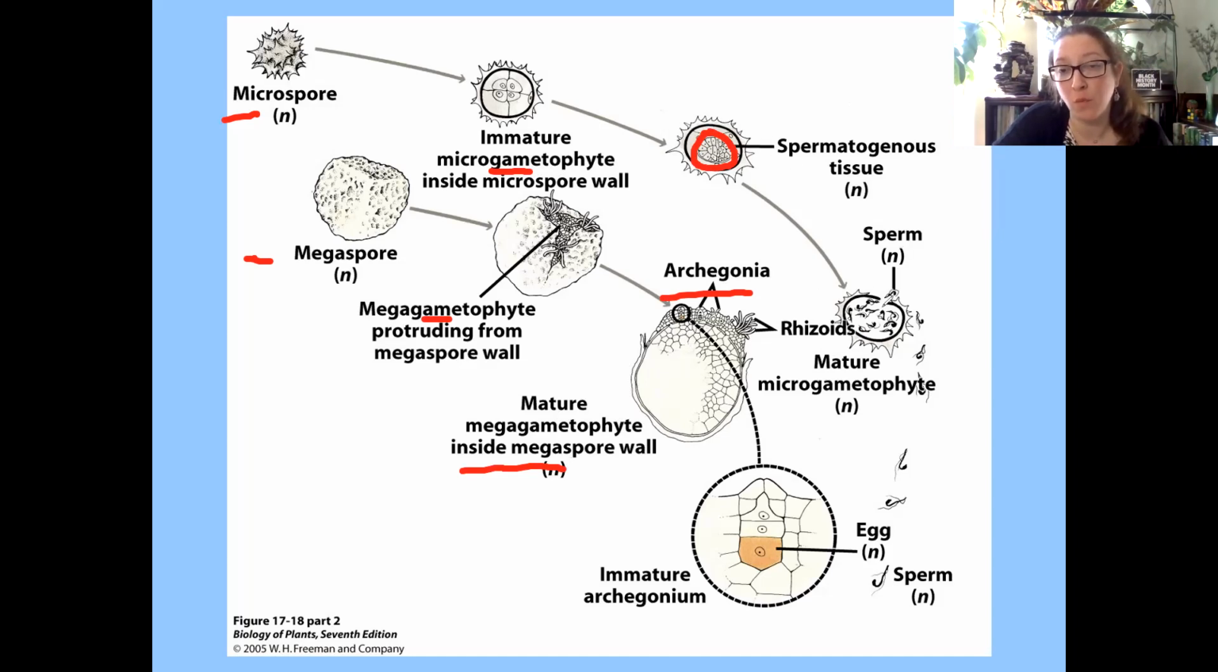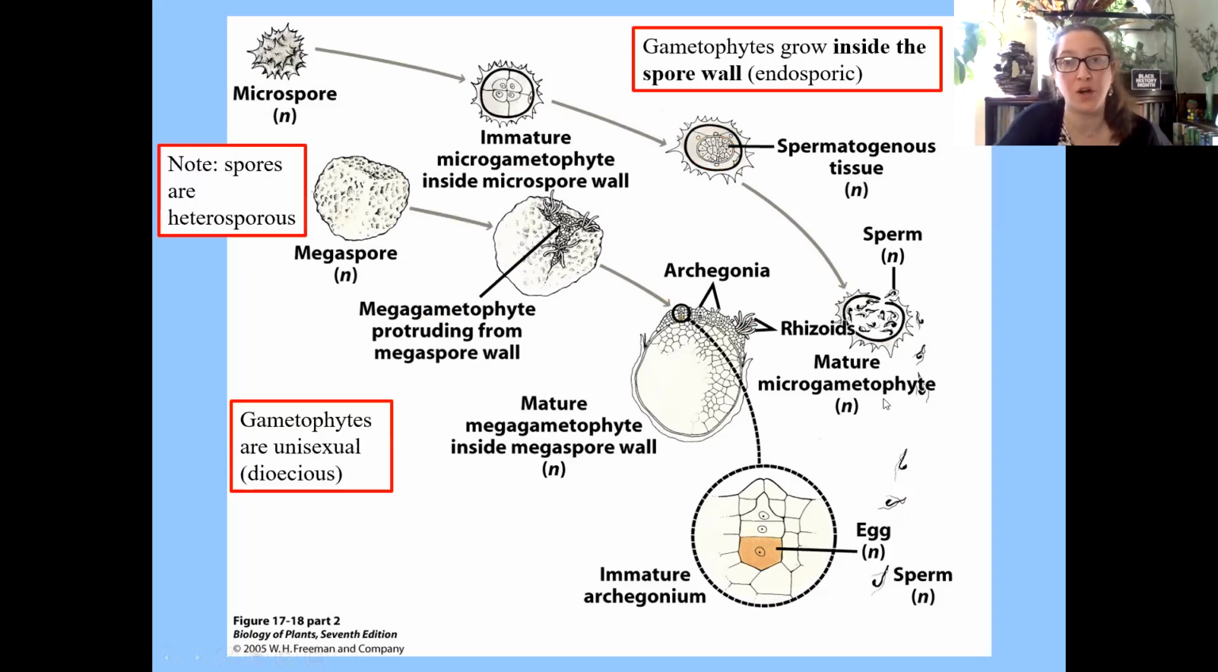Sperm will be made inside of the microspore. Eventually, it will be released. Effectively, what happens is the microspore lands on the megaspore, and the sperm can be released. Sperm is going to swim and meet an egg. And then we already know what happens.